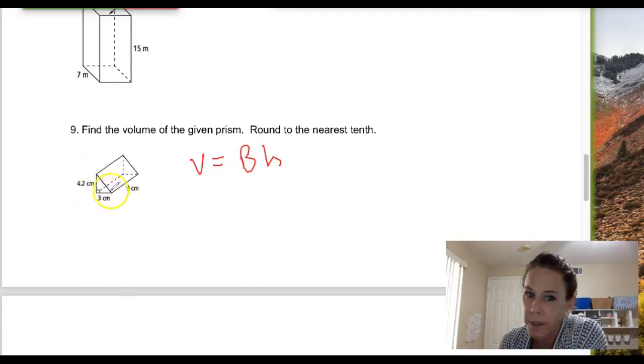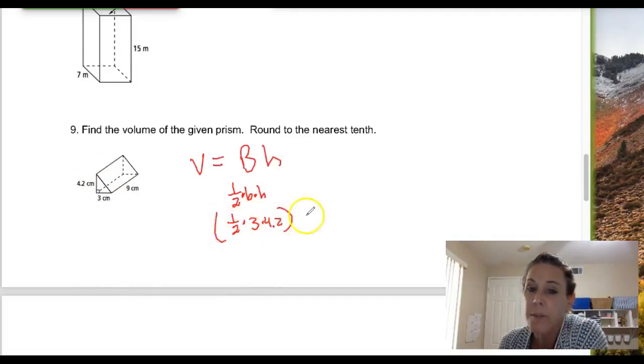Well, here your base is a triangle. These are your bases, okay? So since my base is a triangle, the area of the base is going to be 1/2 base times height, meaning little b, the base of this triangle. So it's going to be 1/2. The base of the triangle is 3. It's a right triangle, so my height is right here, 4.2. Now that is the area of the base, and I multiply that by the height of the prism. And if I tip this up, you can see this is the height of the prism, 9.